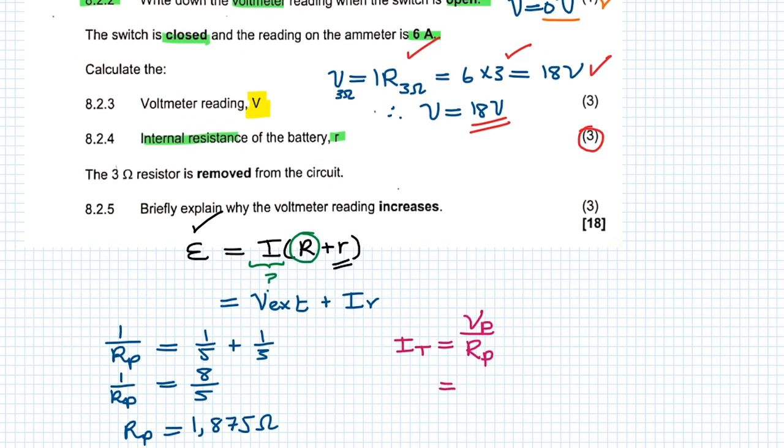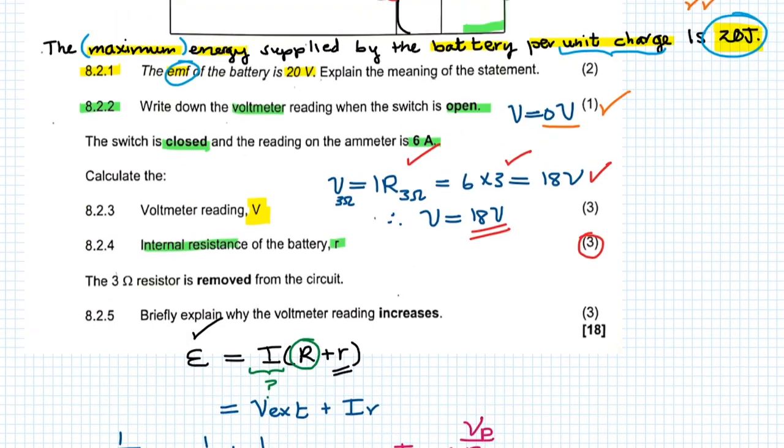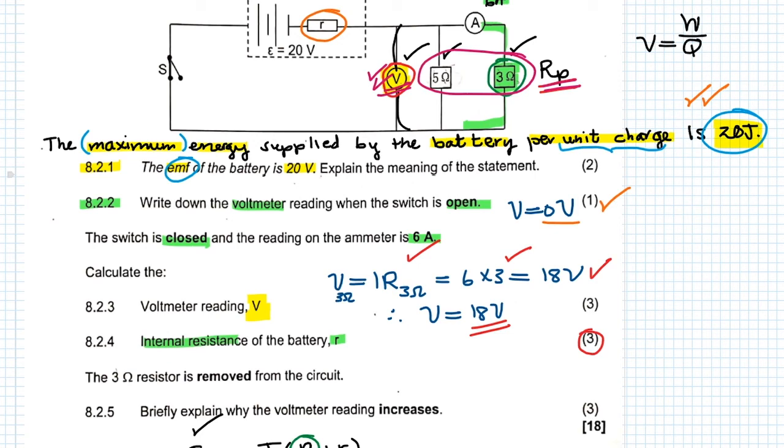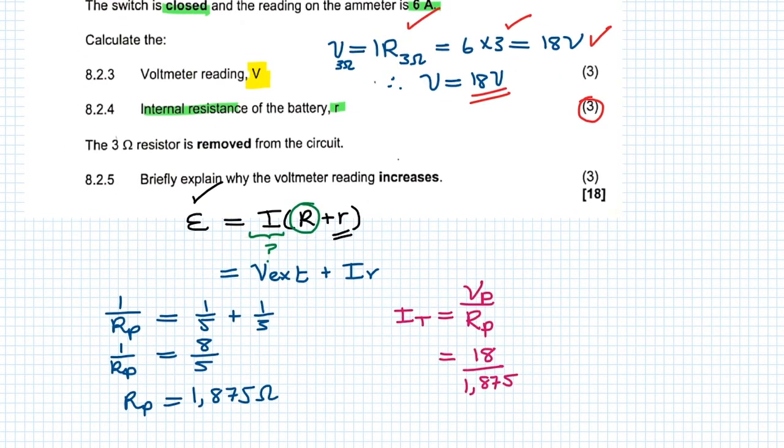So this is going to equal Vp, which we calculated as 18 in the previous question, divided by 1,875. When we plug this into our calculators, we obtain a final answer of 9,6 amperes. So at this point, we know the total current. We can now use the formula written above. We say the EMF is equal to I multiplied by R plus small r. The current is equal to 9,6.